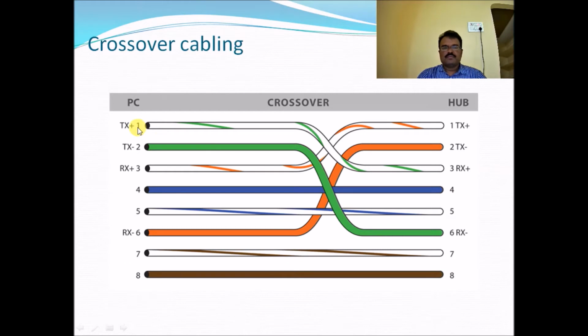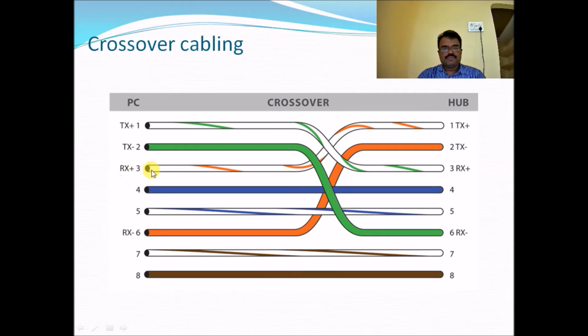So this is side A and side B, where here we are using a PC, and here we are using a hub. In the PC, pins 1 and 2 are used for transmitting the data, and these pins 1 and 2, which are used for transmitting the data from the PC side, are connected to pins 3 and 6 respectively for receiving the data at the hub.